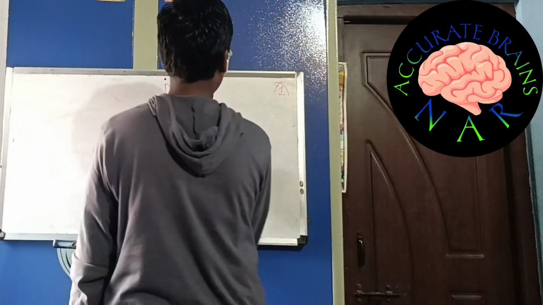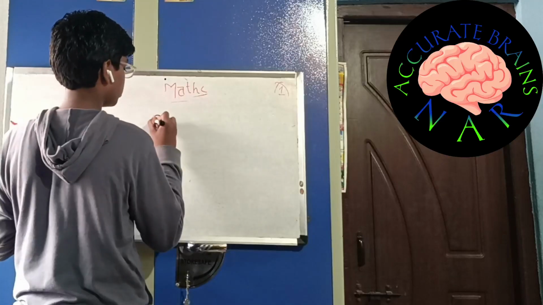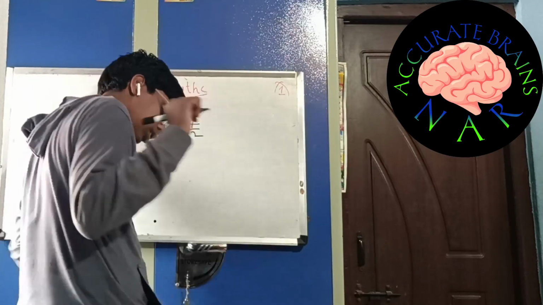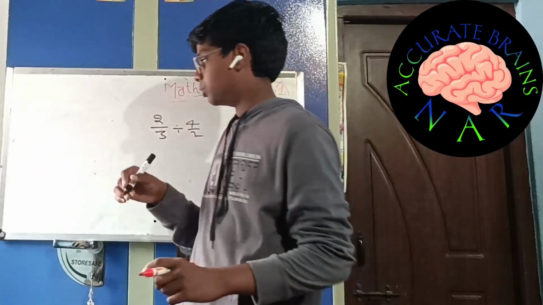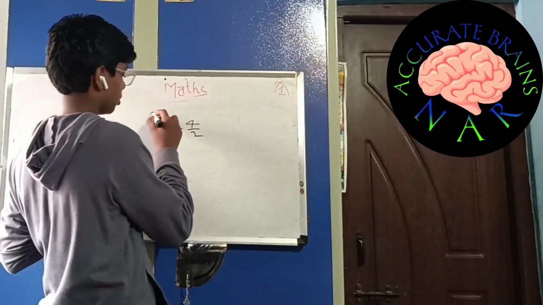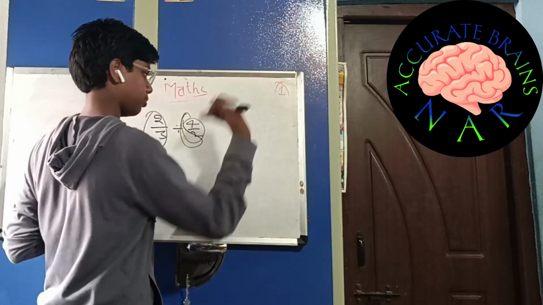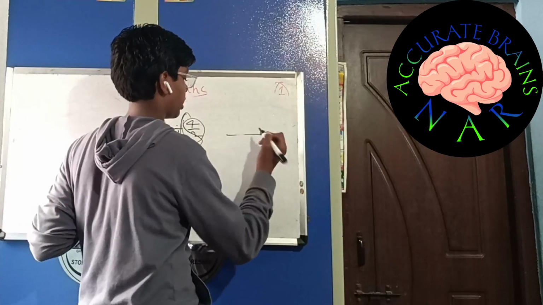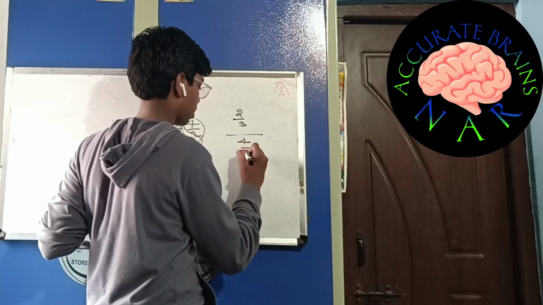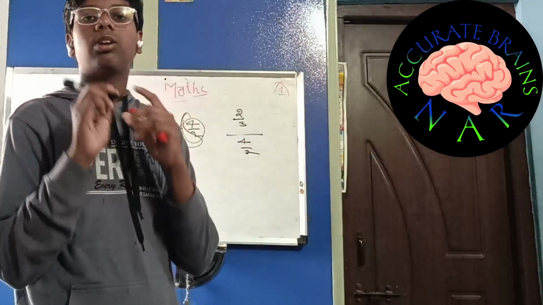Here, division of rational numbers. Take the same example, 2 by 3 divided by 4 by 2. Here we have to divide these both. So how do we divide? We have to do it in the form of rational numbers. This is a rational number, this is a rational number, so we have to write it in the form of a fraction: 2 by 3 over 4 by 2. This type of fraction is known as a complex fraction.